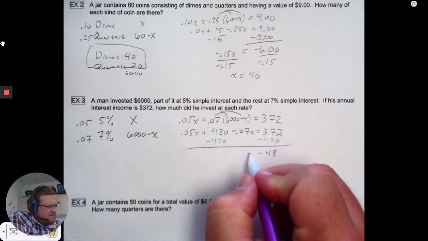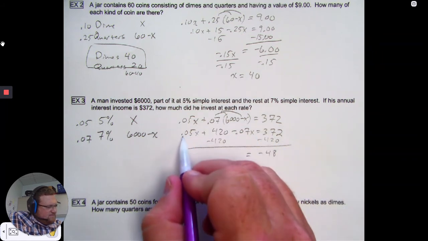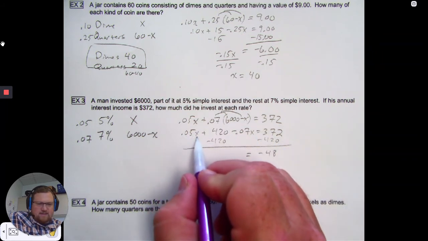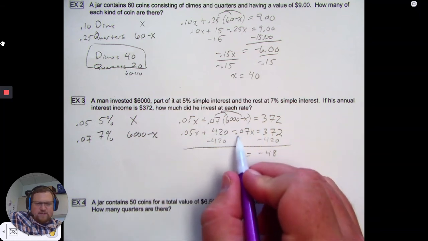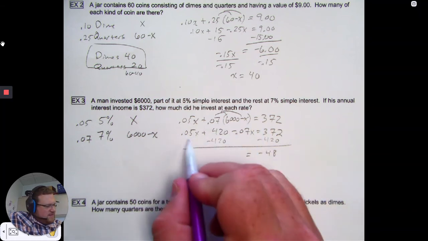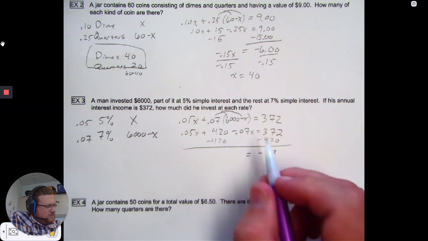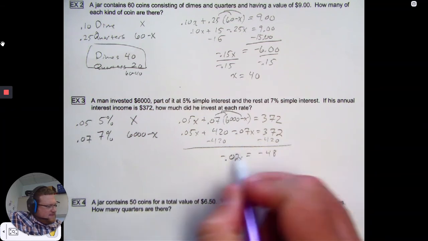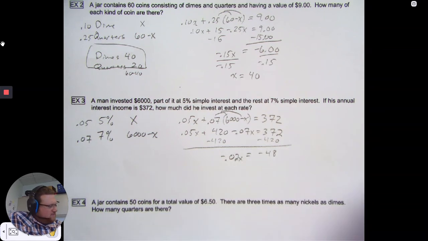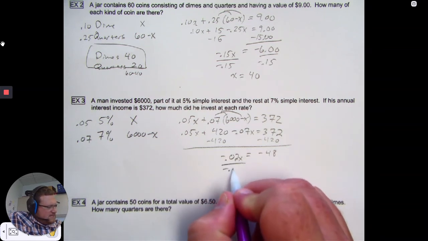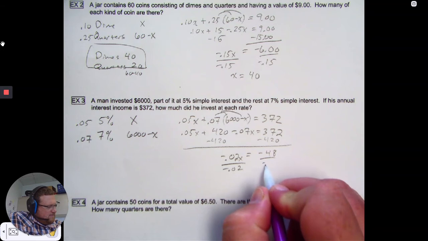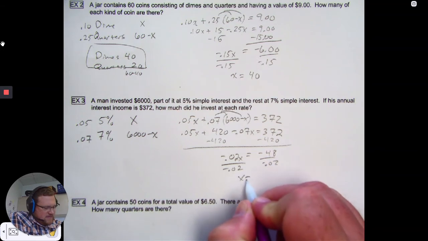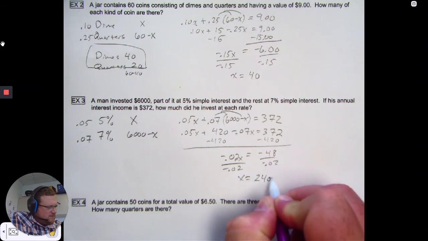And on our left-hand side, we have this positive 0.05x. We have this negative 0.07x. So positive 0.05 minus 0.07 leaves us a negative 0.02x. Again, both negatives, good sign. Divide both sides by negative 0.02, and we get that x equals 2,400.